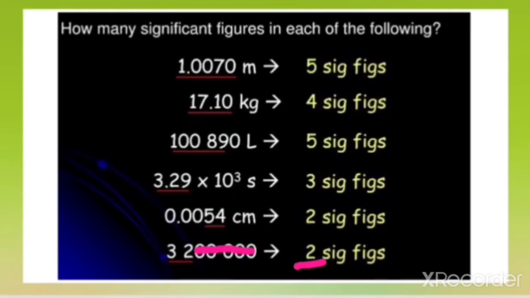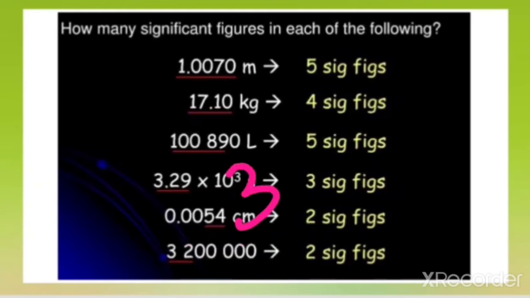So here only 2 are the significant figures. So that is 3 and 2. These are the non-zeros. These are the significant. So these zeros we are not taking into the significant figures because there is no decimal point. But if I am keeping a decimal point here, at the time these zeros can be included in the significant figure. That is very important.